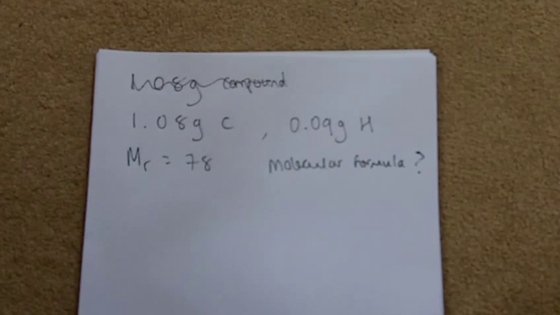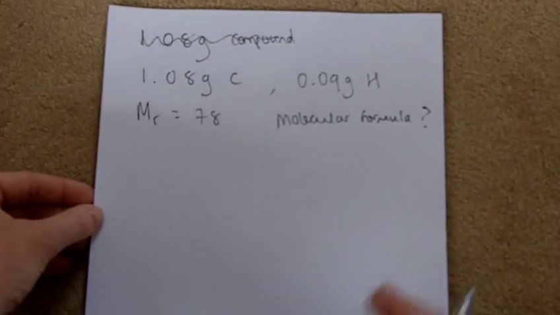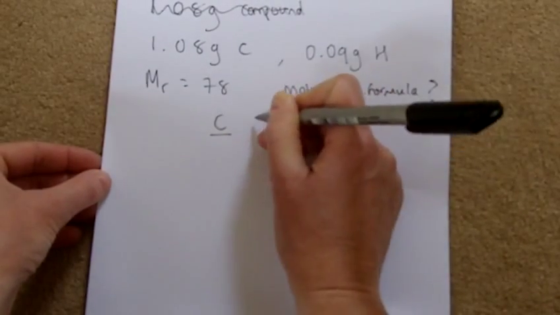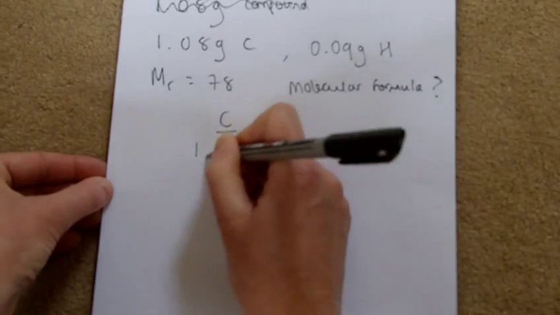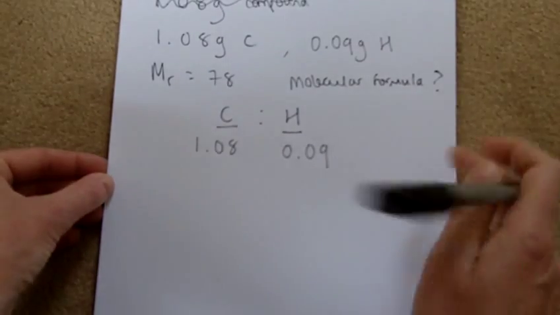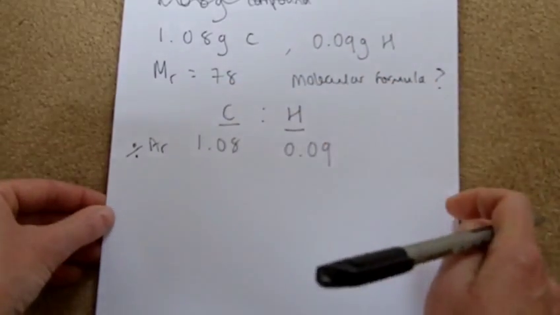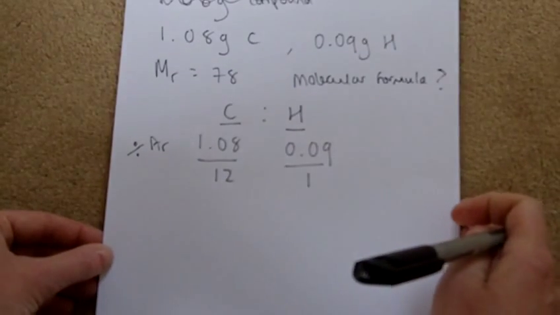So we've got 1.08 grams of carbon, 0.09 grams of hydrogen. We've got the relative molecular mass. What is the molecular formula? And the method we use, we call the empirical formula method. The method we use is you make columns. If you use this method, you will have no problem. And we're finding the ratio between carbon and hydrogen. The first thing you do is you write the mass underneath each element. And then you divide by the relative atomic mass. So carbon is 12, hydrogen is 1.